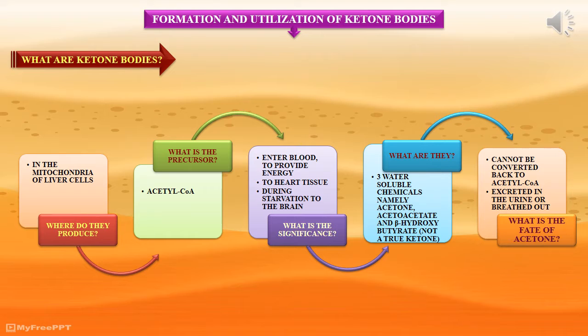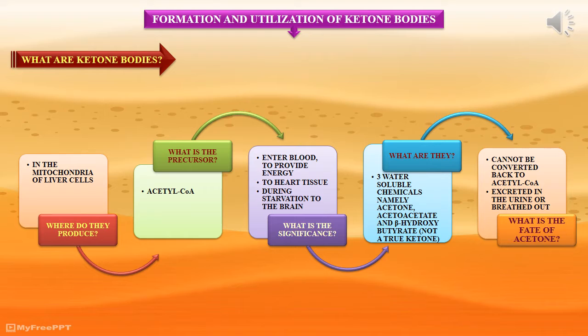Before seeing that, let's see what are ketone bodies. Where do they produce? They produce in the mitochondria of liver cells. What is the precursor for ketone bodies production? Acetyl-CoA. Where have we seen this acetyl-CoA? It is involved in the Krebs cycle. It is the precursor for the Krebs cycle also, along with oxaloacetate.